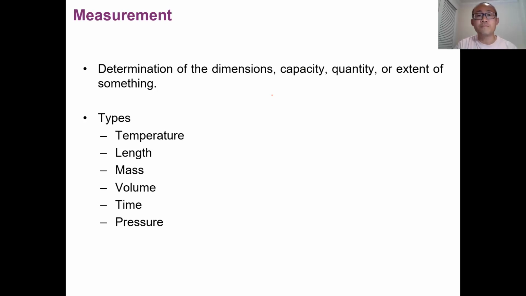What is measurement? Measurement is basically the determination of an object's or matter's dimensions, capacity, quantity, or extent. So basically we measure and determine the amount or capacity, etc. Measurements can have a very wide and broad scope, but the types of measurement related to chemistry or science in general are the following: temperature, length, mass, volume, time. Sometimes we measure the reaction time, and also pressure, such as the pressure of a liquid or, more commonly, the pressure of a gas. So these are the measurements related to the chemistry lab or scientific labs.